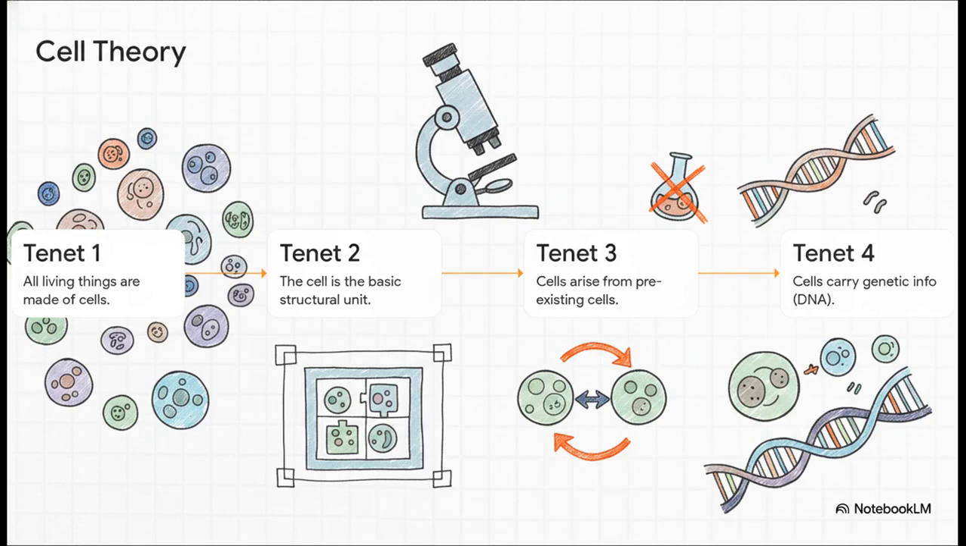And that framework became known as the cell theory. It basically gave us the fundamental checklist for life on Earth. Number 1, all living things are made of cells. Number 2, the cell is the basic structural unit of all organisms. Number 3, every cell comes from another cell that lived before it, meaning spontaneous generation is a total myth. And number 4, which was added a bit later as biology advanced, cells carry genetic information in the form of DNA, which gets passed directly from parent to daughter cell. These aren't just guidelines, these are the absolute, unbreakable rules of biology.